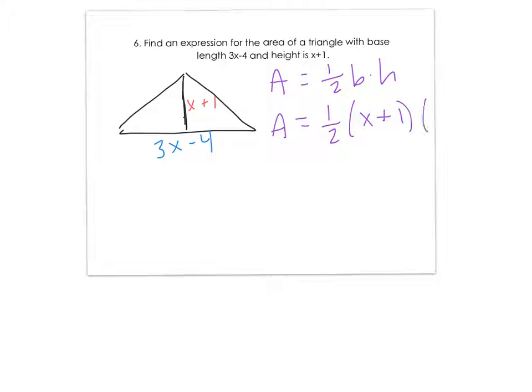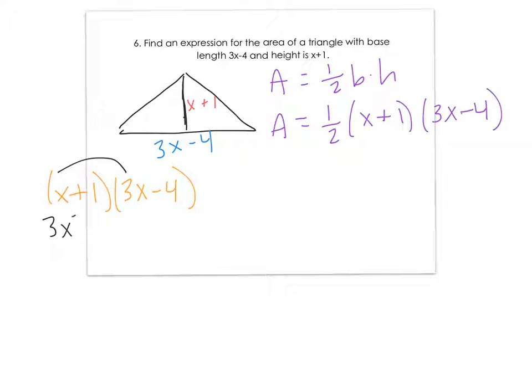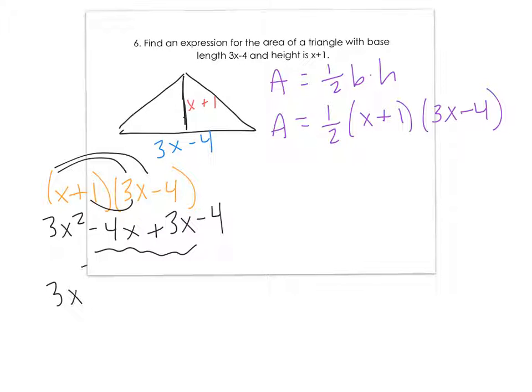And it's okay that I switch the order, because order doesn't necessarily matter here in this formula. And I'm going to go ahead and do some math here. So I'm going to FOIL x plus 1 right over here times 3x minus 4. And when I FOIL that, I get 3x squared minus 4x plus 3x minus 4. Combine like terms, and I get 3x squared minus x minus 4.